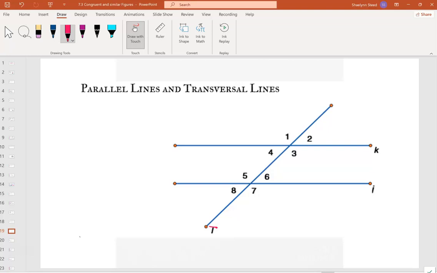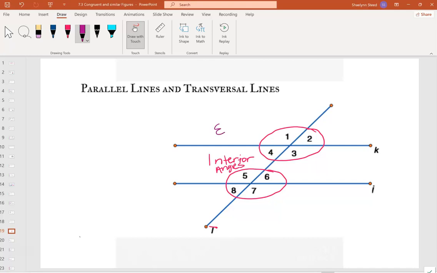So anything that's interior is going to be inside the parallel lines. So any angle relationships, remember we're talking about those 4 versus those 4. These are going to be our interior angles. So like 4 and 5 are interior angles, 3 and 6 are interior angles, 4 and 6, 3 and 5. They are all interior. Okay?